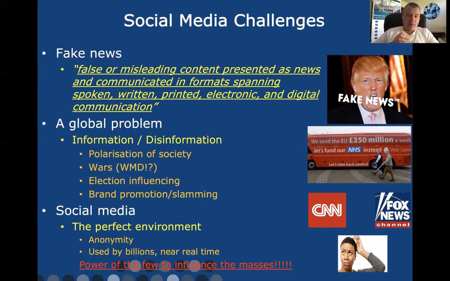But the key issue is that social media is a perfect vehicle for this. You have generally anonymous users. Anyone can set up a social media account. They can throw out information. They can set out information across multiple platforms, and that can then be consumed and used by literally billions of people in near real time, and that can be used for influencing elections or national policy, etc.